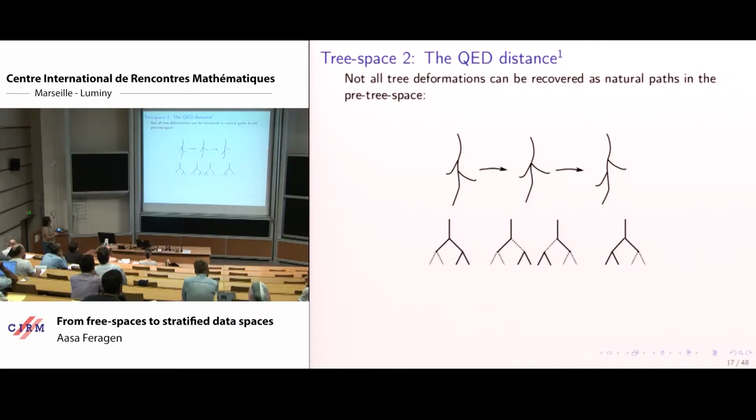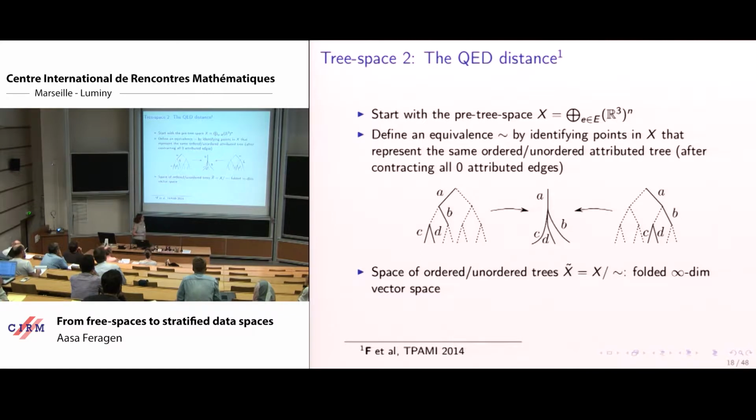So if I want this deformation that we've already seen today, well, it's easy to go from this side to this side. I just contract an edge. And it's easy to go from this side to this side, but these two trees are now different points in the pre-tree space. So in order to get the sort of space that I want, I'm going to have to do something.